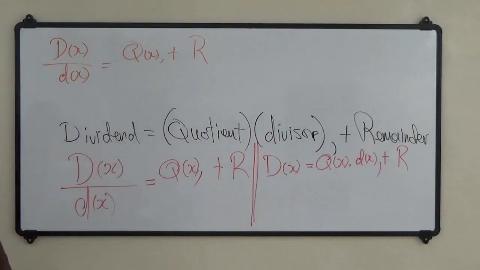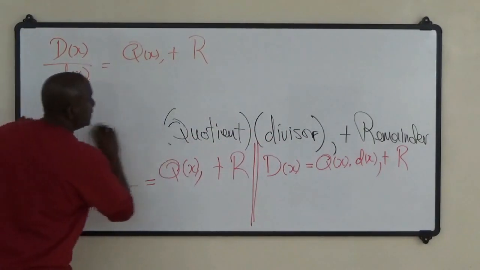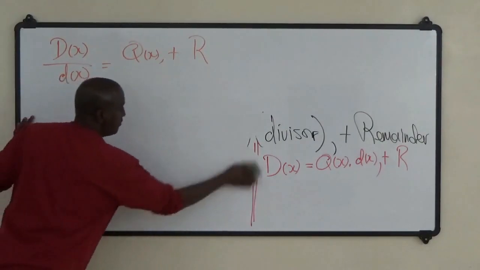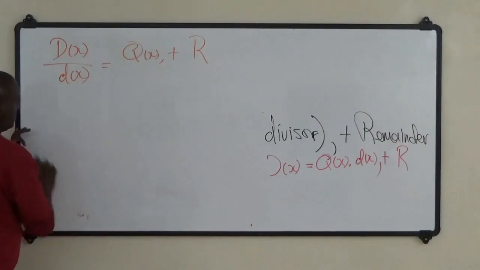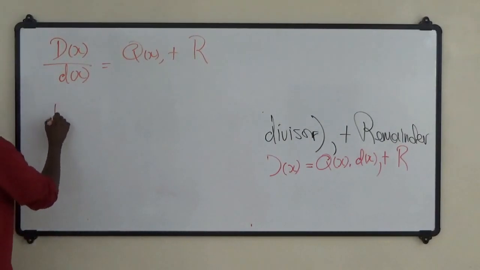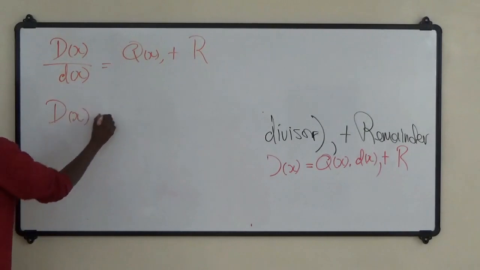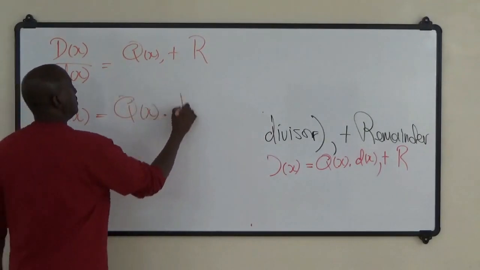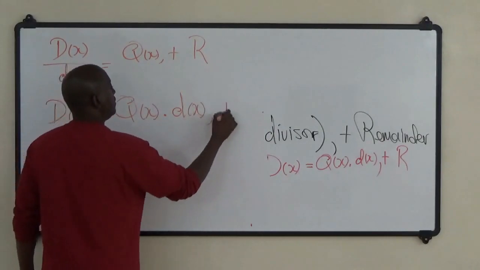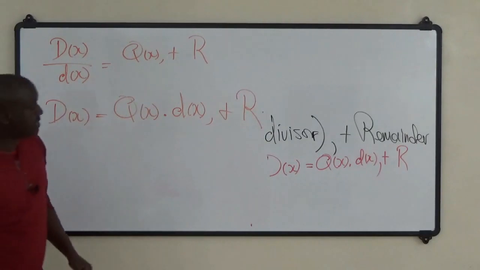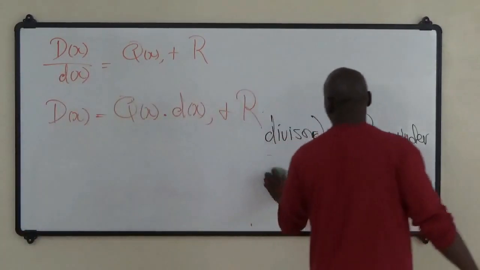So, we're rubbing off the rest here now. That being the case, following on from that, we know that if we cross multiply, we get that big D of x is equal to Q of x dot small d of x, plus the remainder, r. So we established that as well.